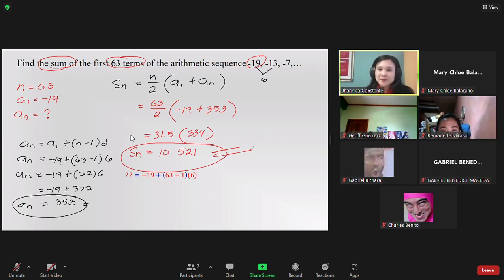Okay? Okay na, with this example, can I clear the screen? Okay, let's have another example in finding the sum of our sequence.